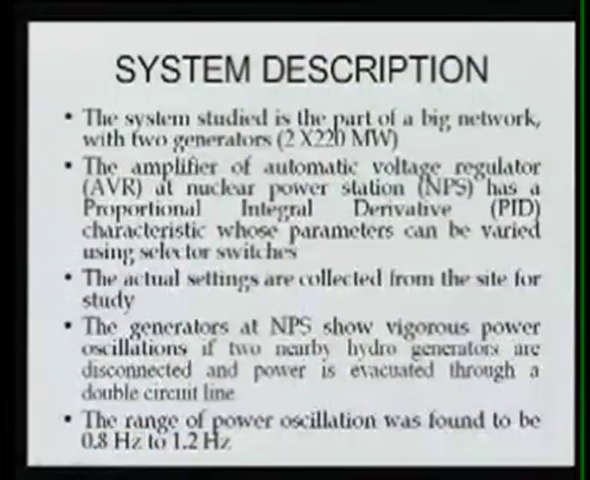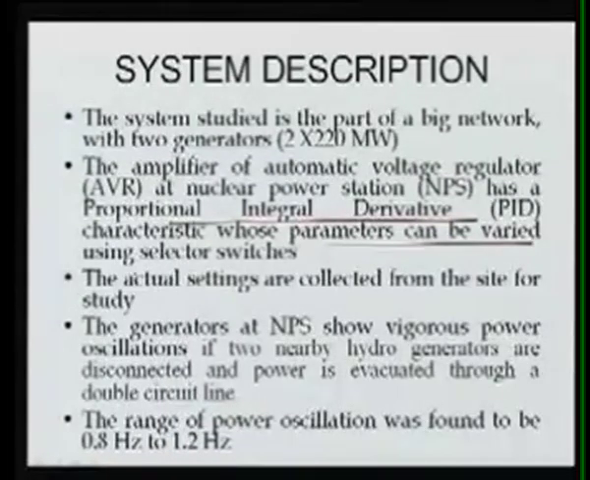The Kaiga power station was equipped with an amplifier type automatic voltage regulator, that is AVR, and has a PID, that is proportional integral derivative characteristic, whose parameters can be varied using the selector switch. Using the various selector switches, the parameters, the gain and the time constants, can be varied.